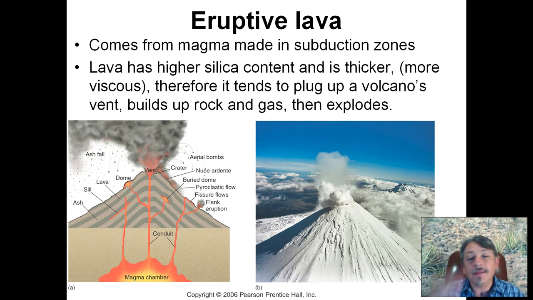Now, as you can see on the illustration on the left, sometimes a magma chamber will find multiple vents by which to release the pressure and build a main volcano with a lot of side vents coming out of the volcano.